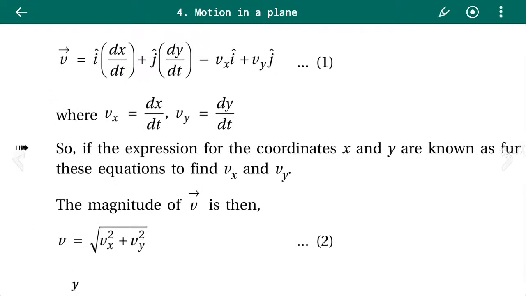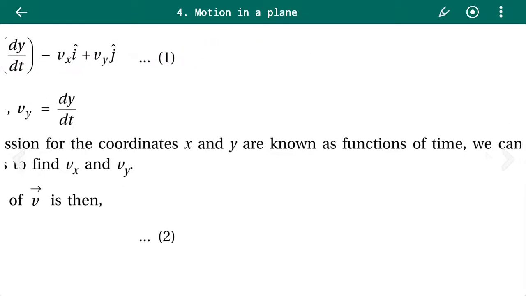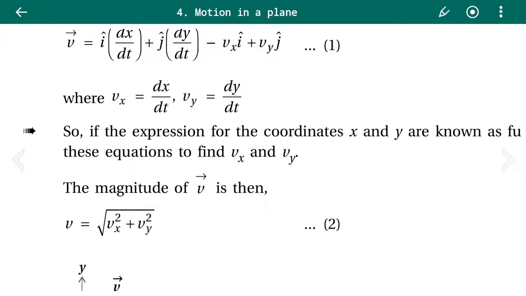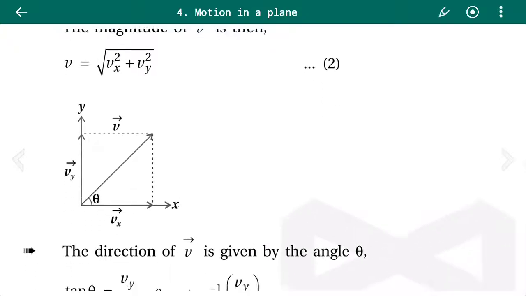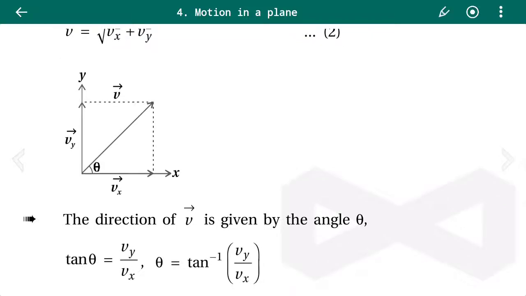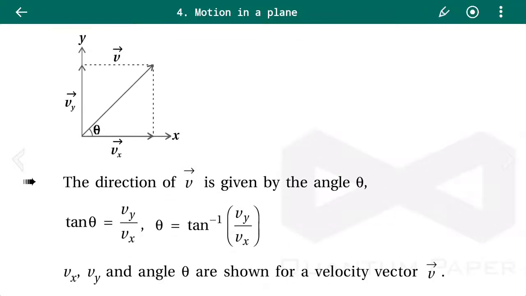So if the expressions for the coordinates x and y are known as functions of time, we can use this equation to find vx and vy. So from these equations we get the x component and y component of the velocity. And to get the magnitude of the velocity vector, we can use this equation: v equals under root of vx square plus vy square. And from this we can also find the direction.